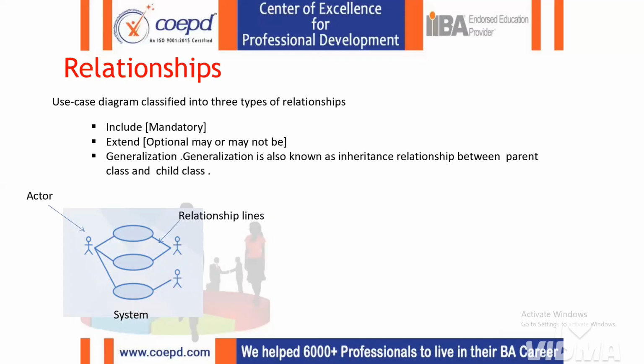And generalization is also known as the inheritance relationship between the parent class and the child class. This generalization is used in a different way, like when we are giving an optional thing to the customer. I will show it when we are drawing the use case diagram. So this is how you represent it. This is the actor, and these are the relations, and here the oval shape is the use case.